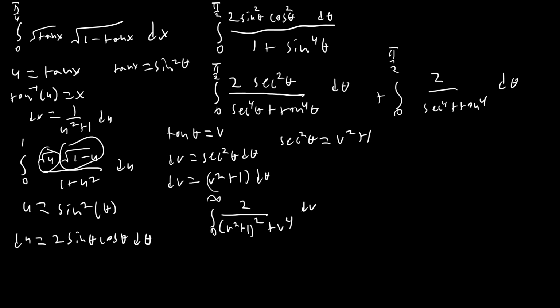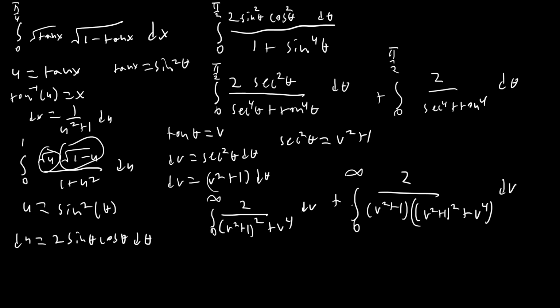And on this one over here, we don't have secant squared theta on the top, so we're going to just have the integral from 0 to infinity of 2 over v squared plus 1, and then this same thing that we have over here, v squared plus 1 squared plus v to the fourth dv. All right, let's go ahead and make some more space.